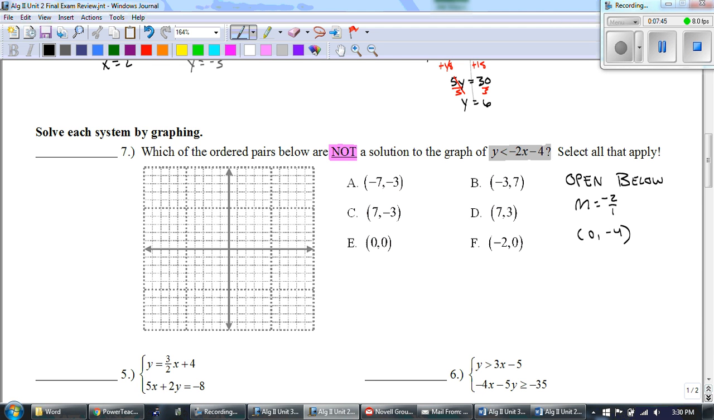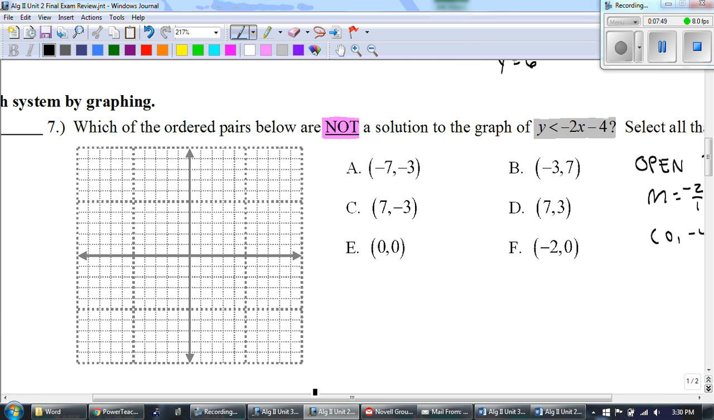Okay, so let's go ahead and graph. I am starting at 0, negative 4, and I am open, and I'm going to go down 2 over 1, down 2 over 1, and I'm doing that in both directions, okay? So 1, 2 over 1, 1, 2 over 1.